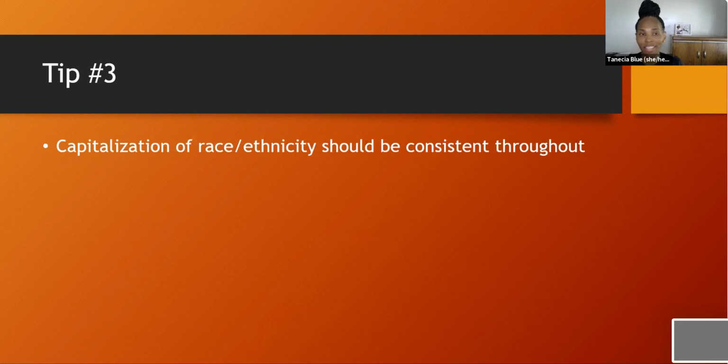Tip number 3, capitalization of race and ethnicity should be consistent throughout. It's not okay to capitalize one group of people and then leave another group of people or other groups of people lowercase. This should be pretty simple, but we've seen this happen in research that's recently been submitted.